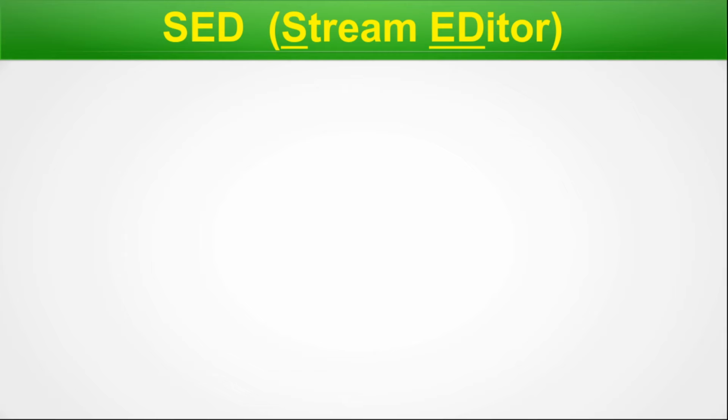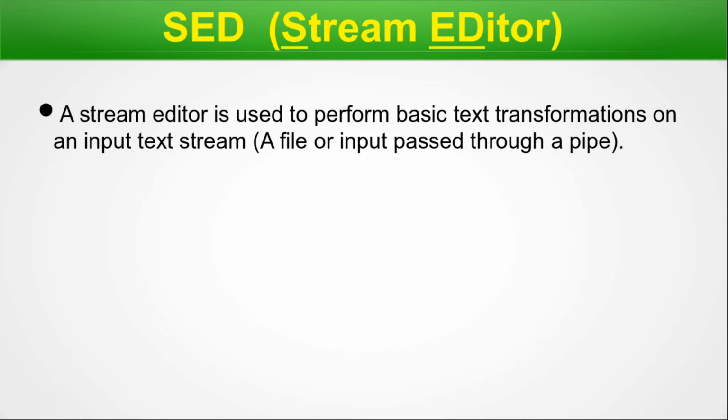Here we are talking about sed. This is another binary available in bash or any Linux distribution. Sed is a stream editor. Now let's see. A stream editor is used to perform basic text transformations on an input text stream. And what is an input text stream? A file or an input passed through a pipe. So when we are typing in a Linux command line, either we give a file or we give something by pipe, okay.